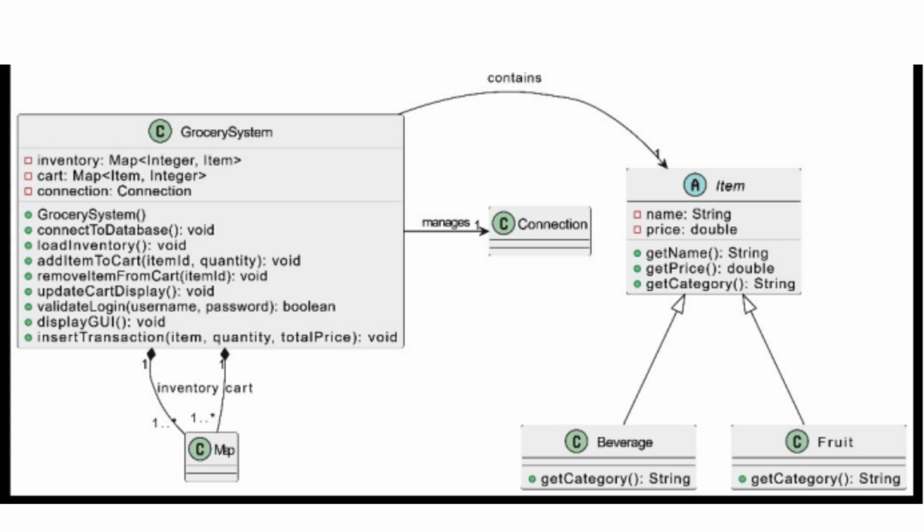The grocery system class is where the main operation occurs, such as managing inventory, adding items to the cart, and handling checkouts. There is a clear inheritance relationship between the item class and its subclasses, while the grocery system interacts with all the entities to run the program.